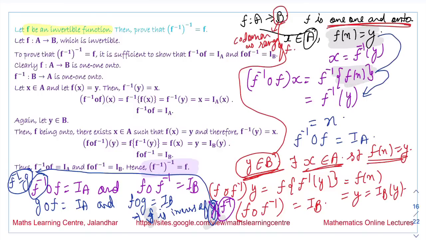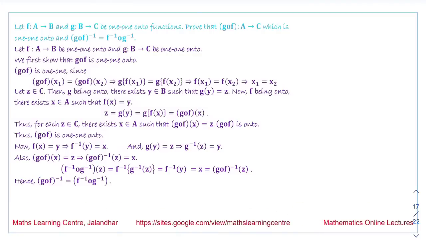Now the next theorem we have is, let f be a function defined from A to B and g be a function defined from B to C, and it is given that both these functions are 1-1 and onto functions. Now we have to prove that the function g o f defined from A to C is 1-1 onto, and that this function is invertible, and the inverse of this function, g o f inverse, is equal to f inverse of g inverse.